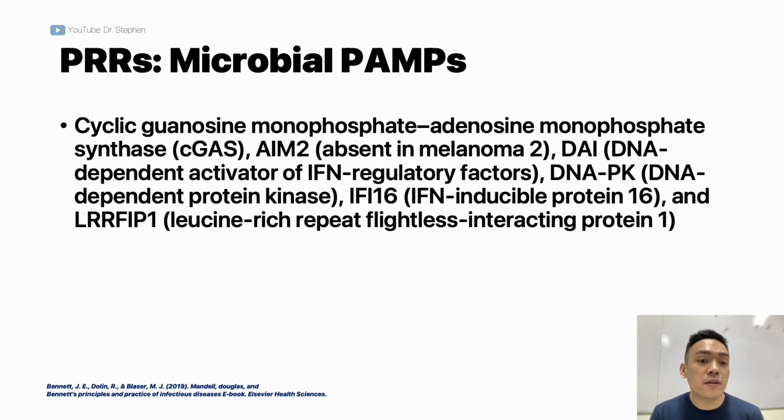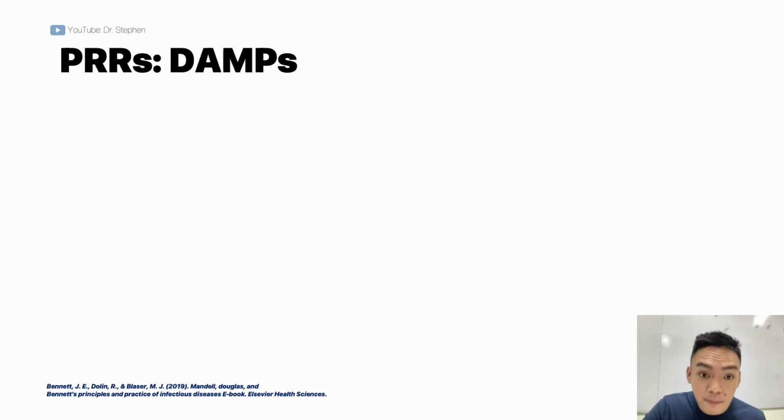Microbial DNA sensors include cyclic GMP-AMP synthase (cGAS), absent in melanoma 2 (AIM2), DNA-dependent activator of IFN regulatory factors, DNA-PK, IFI16, and LRRFIP1, which is leucine-rich repeat flightless-interacting protein 1, as examples.